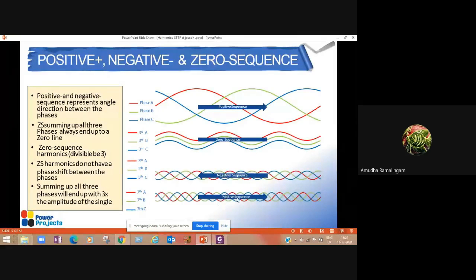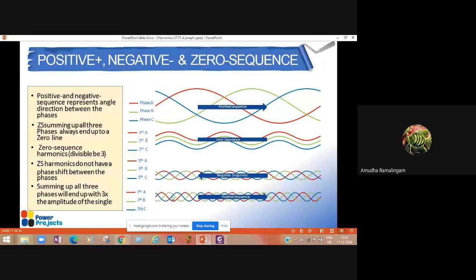Coming to the next one, if you take the positive sequence, here you can see the blue phase is leading the red phase and the green one. Let's take this in terms of A, B, C. That is, phase C is leading B and A. This is for positive sequence. For positive sequence, they have taken the seventh harmonic, so you can see it is completing 7 cycles.